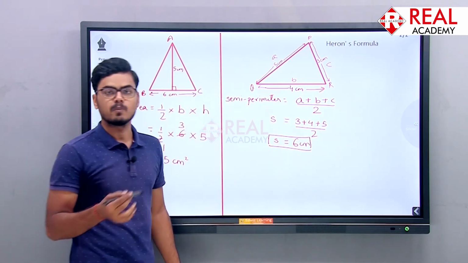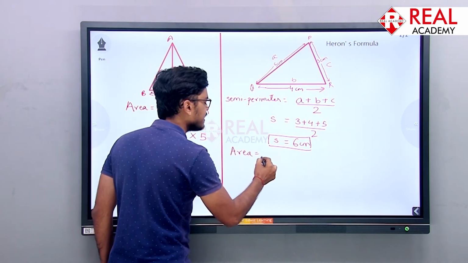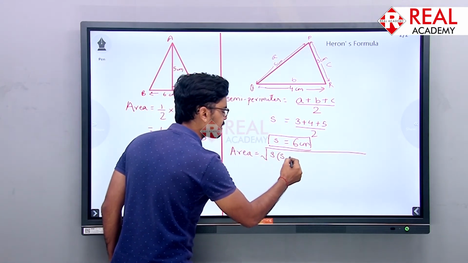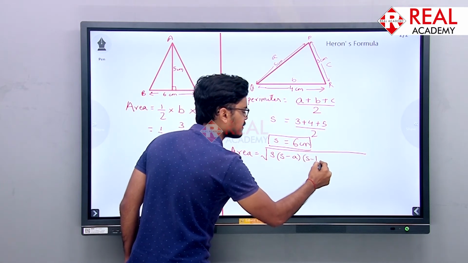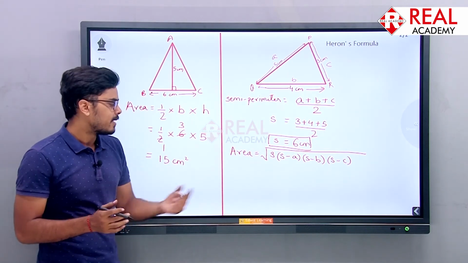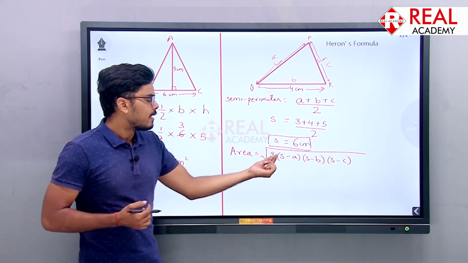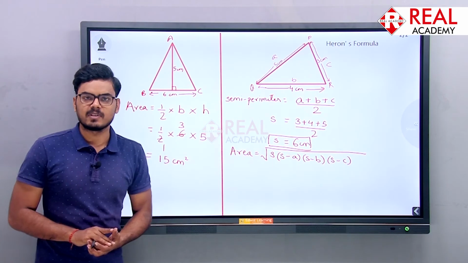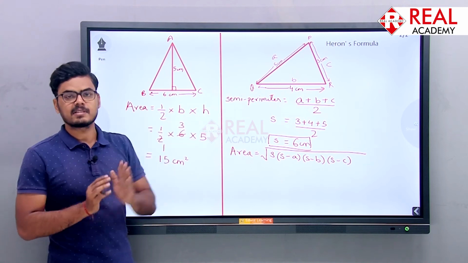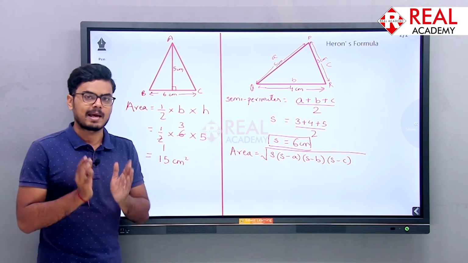Now what is Heron's formula? The formula is simple. Area of a triangle is equal to the square root of s multiplied by s minus a multiplied by s minus b multiplied by s minus c. Okay, this is Heron's formula. Area of a triangle equals the square root of s times (s minus a) times (s minus b) times (s minus c), where s is the semi-perimeter and a, b, c are the three sides of the triangle. Now I just have to substitute in this formula the values of s, a, b, c and I will get the area of this triangle without knowing the height of this triangle. Okay, so that is why we use Heron's formula to calculate the area of a triangle.